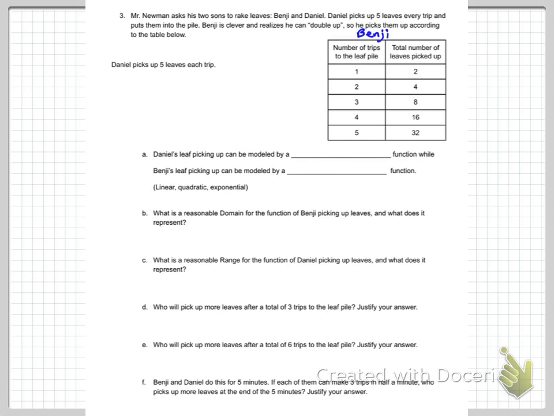Since the right side is a table, and tables are nice, let's make a table for Daniel. So Daniel picks up 5 leaves every time he walks out to go get some more leaves, he picks up 5 of them and brings them back to the leaf pile. So we have trips and leaves. After no trips, he has no leaves, but after 1 trip, he has 5 leaves. After taking 2 trips out, he gets 5 more leaves, that's 10 leaves. After 3 trips, he has a total of 15 leaves. And you notice the rate of change is constant, so it's a linear function.